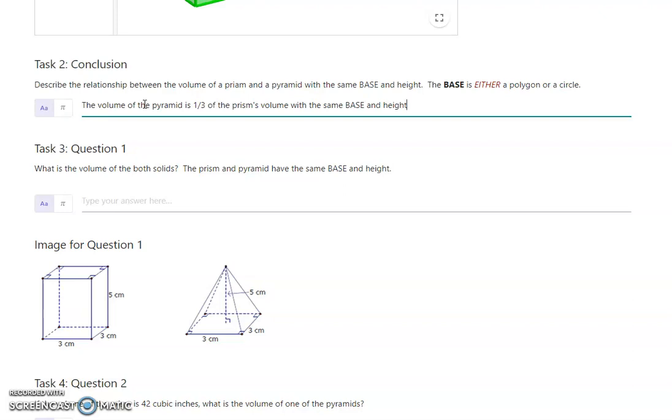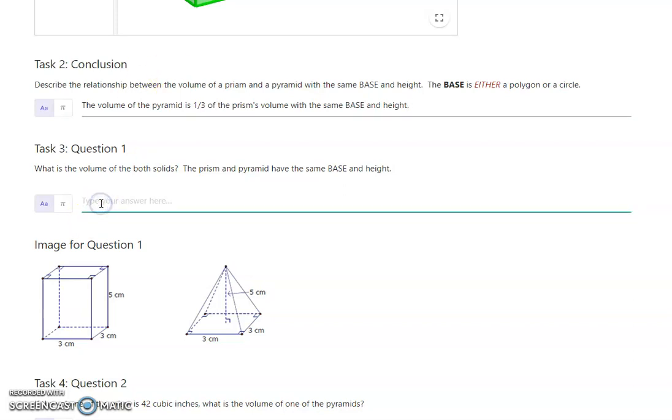One of the things that I try to emphasize here is the word base. You'll notice that I capitalize it a lot, because I want to make sure that we make a distinction between a base and a height of a square or of a rectangle or a triangle and the base of the solid. So I will try to make sure that the word base is capitalized, if not all 4 letters, at least the first letter B. So the first one here, hopefully you typed in that the volume of the pyramid is 1/3 of the prism's volume with the same base and height.